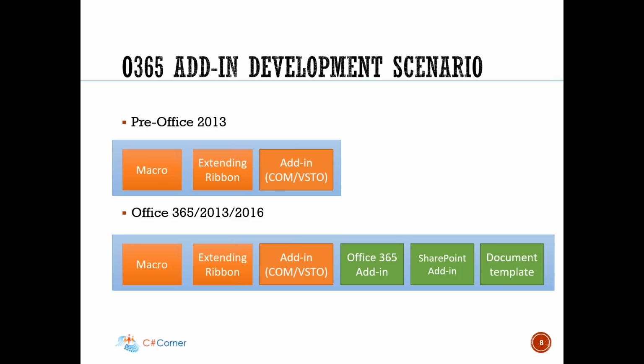Ever since Office 2013, as well as 2016 and Office Online, which is also referred to as Office 365, those development scenarios are still there, but they are not advised, or I don't suggest that you do new development in that. Instead, you can do the development with Office 365 add-ins, which is totally web-based application development. There are also SharePoint add-ins, if your enterprise is using SharePoint, you can develop add-ins for that. Document templates: we all know that when we want to create a new document in Word or Excel, there are templates available, like for making a resume or a poster. You can do the development for that. Today's webinar is concentrated only on Office 365 add-ins.